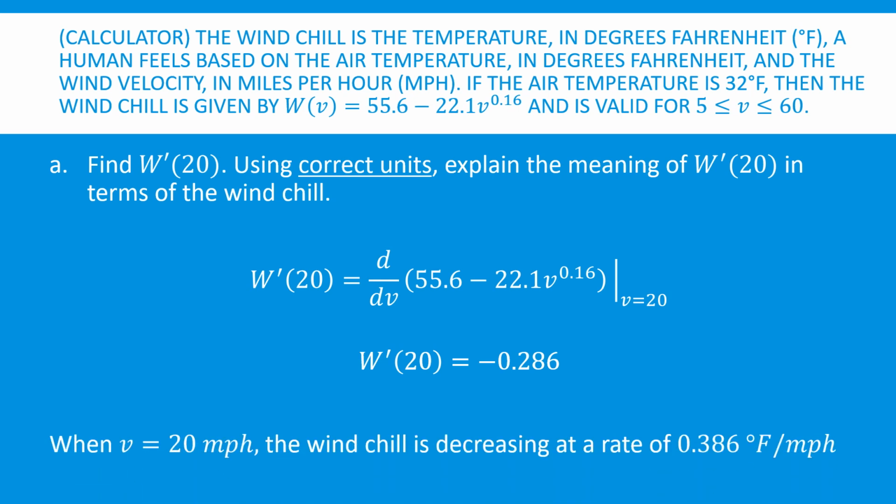-0.286. All right, so what that means is, when my V, and again, V is simply your wind velocity, is 20 miles per hour, the wind chill is decreasing at a rate, again it's a rate because it's a derivative, of 0.286 degrees Fahrenheit per mile per hour. Notice my units. All right, so it's change of y over change of x.